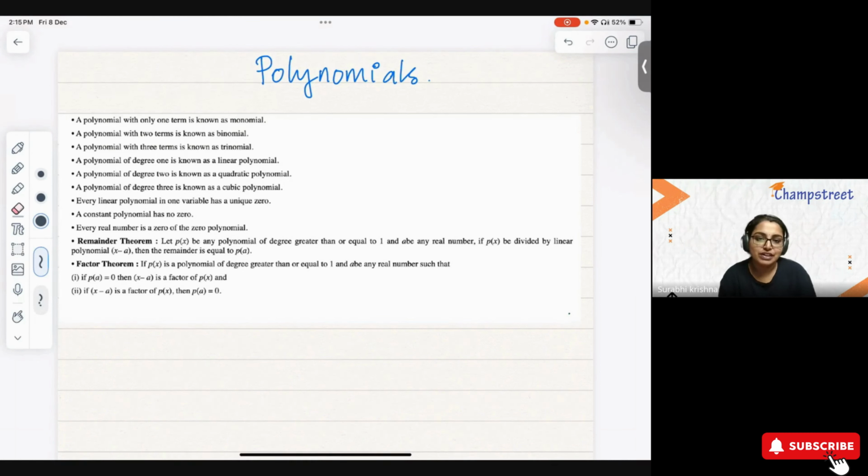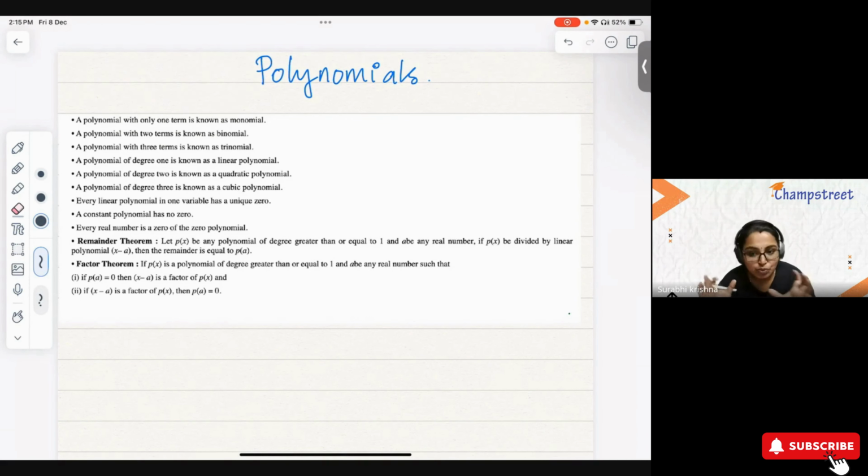Today we are going to learn about polynomials and identities. To start with, what are polynomials in algebra? In algebra, polynomials are nothing but algebraic expressions which consist of variables, constants and coefficients.